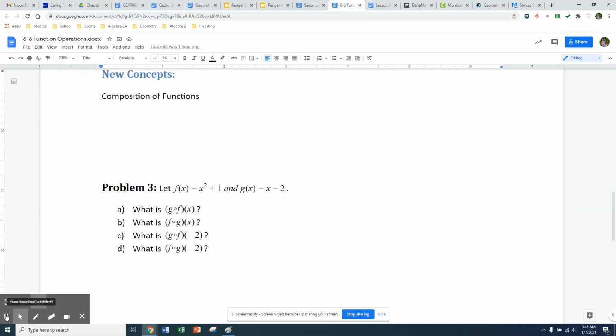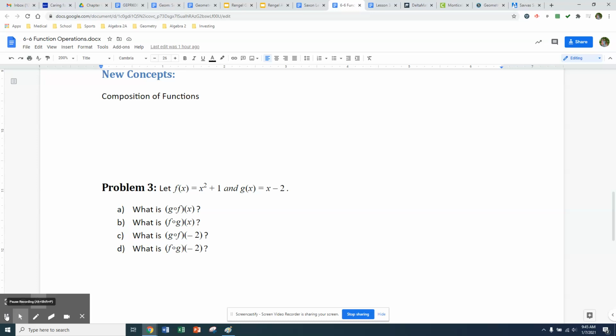Composition of functions. So f composed g of x, or it can also be written f of g of x. And I tried to type that here, and I apologize for my writing. Writing with the mouse, I'm getting better at it, but it's a little bit difficult. But this is f of g of x. Now, what does this all mean?